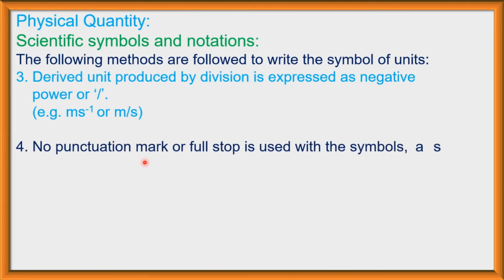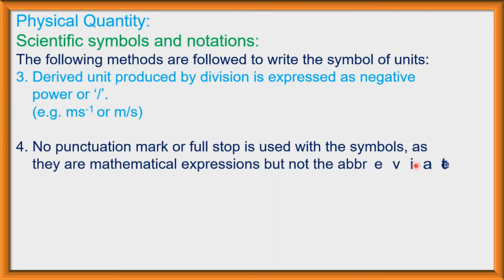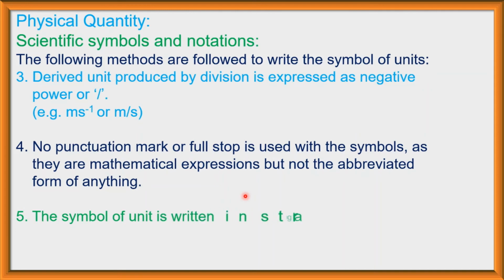No punctuation mark or full stop is used with the symbols, as they are mathematical expressions but not the abbreviated form of anything. So after the symbol of unit, no punctuation mark or full stop is used. The symbol of unit is written in straight font. For example, meter, m. Here m is the symbol of meter. If we want to write the symbol of unit, we have to write it in straight font. Here m is in straight font.